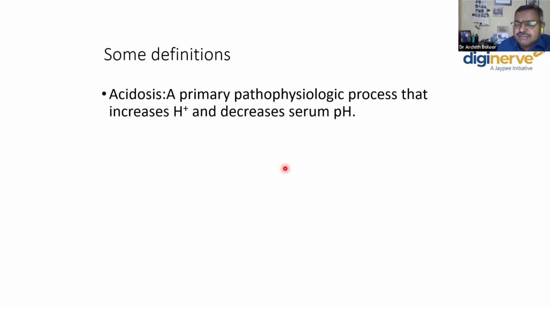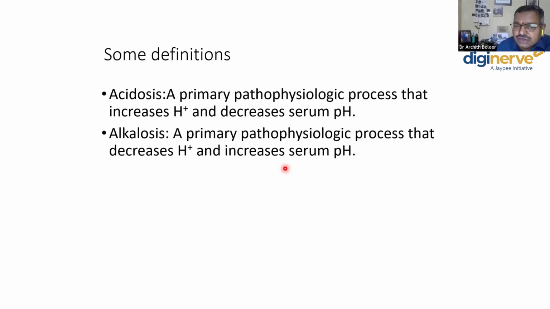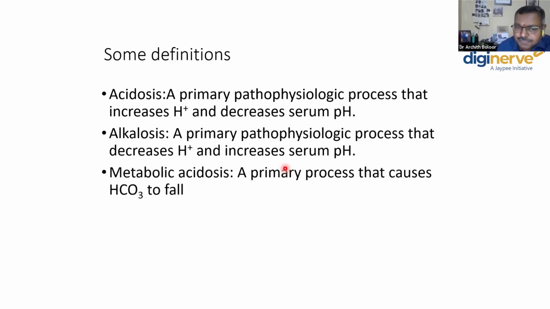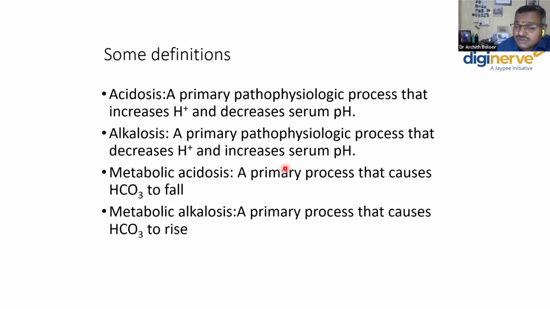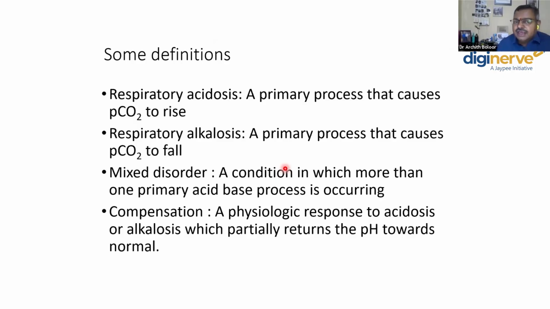Acidosis, when we say, the primary pathophysiological process is that the H plus has increased and that's why the pH has decreased. When we say alkalosis, the H plus is decreased and that's why the pH has increased. Metabolic acidosis is where the primary process causes the HCO3 to fall, and metabolic alkalosis is where the HCO3 rises. So these are certain definitions that we have to be aware of. Respiratory acidosis is where the primary process causes the PaCO2 to rise, and respiratory alkalosis is where the PaCO2 falls.